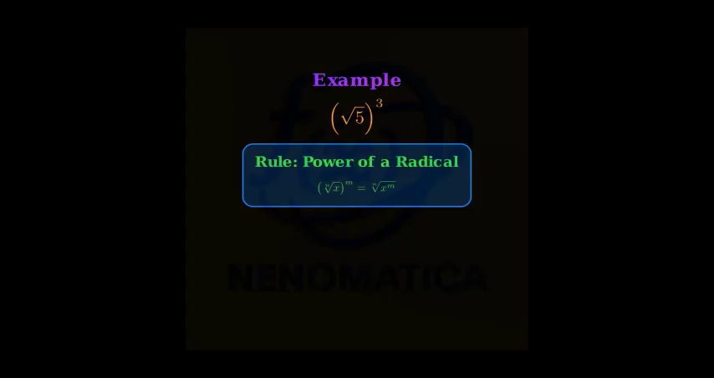Now, let's apply this rule to our problem. The square root of 5 raised to the power of 3 equals the square root of 5 cubed. Next, let's calculate 5 cubed, which is 5 times 5 times 5, which equals 125. So we have the square root of 125. Finally, we need to find the square root of 125. The square root of 125 equals 5 root 5.